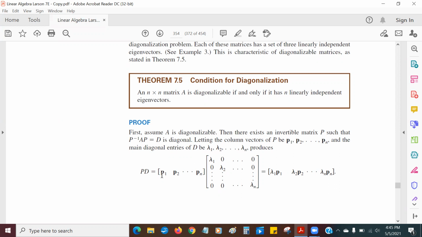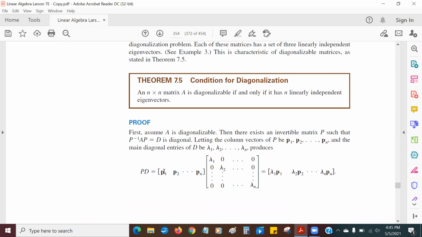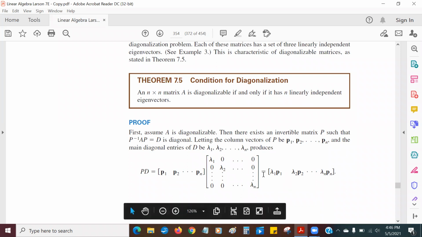Now, I want to look at PD. PD is this. Now, this is not a vector, this is a whole matrix. It's just that P1 is an entire column, P2 is an entire column, dot, dot, dot, Pn is an entire column. Now, when I do this matrix multiplication, because of all the zeros, what's going to wind up happening is that the first column is going to be lambda 1 times P1. The next column is going to be lambda 2 times P2, and so on and so forth. And that's going to be my PD.